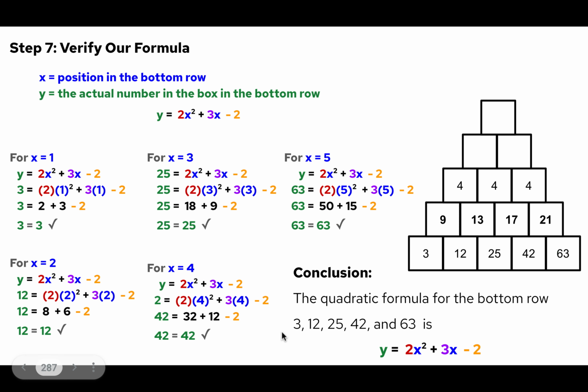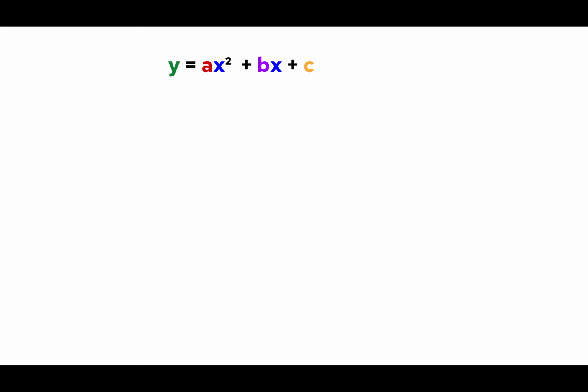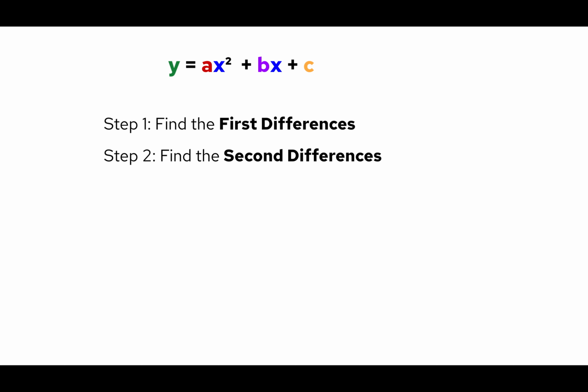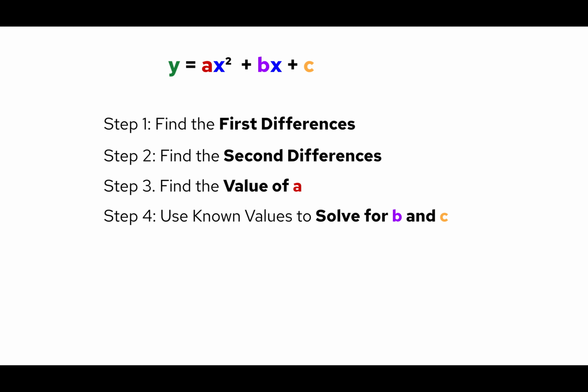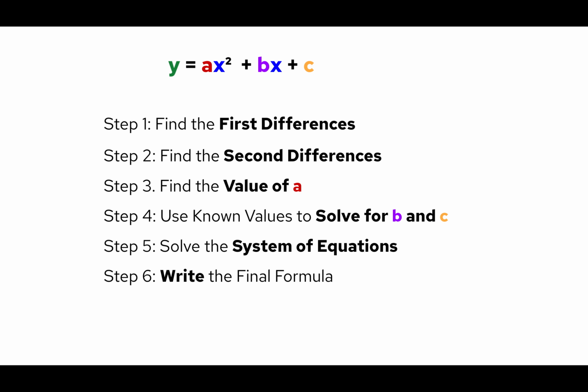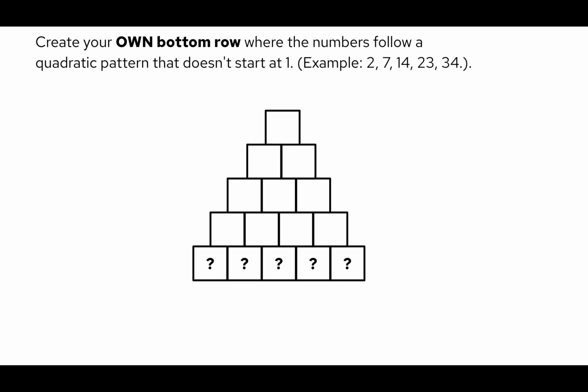So in conclusion, the quadratic formula for the bottom row 3, 12, 25, 42, and 63 is Y equals 2x squared plus 3x minus 2. So there we go. There is our formula. Y equals ax squared plus bx plus c. And remember, the first step is to find the differences. The second is to find the second differences. Step 3, find the value of a. Step 4, use known values to solve for b and c. Step 5, solve the system of equations. Step 6, you're writing your final formula. And lastly, you're verifying that formula.